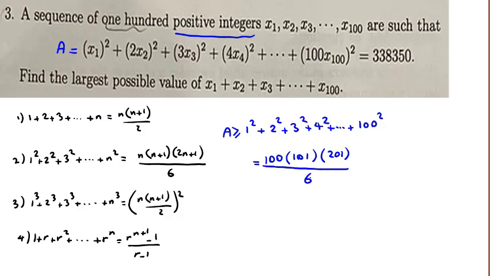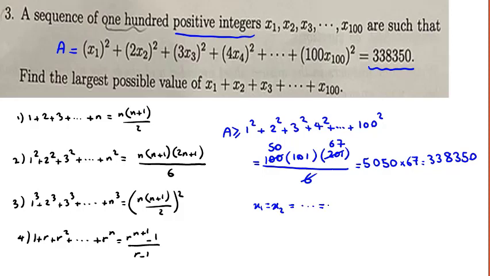And if we simplify, we can simplify 2 with the 100 to get 50, and 3 with the 201 to get 67. It will be 50 times 67 times 101, and if you multiply this number, it will be 338350. It is exactly this number. So we understand if all of x1 to x100 equal 1, then we reach this number.